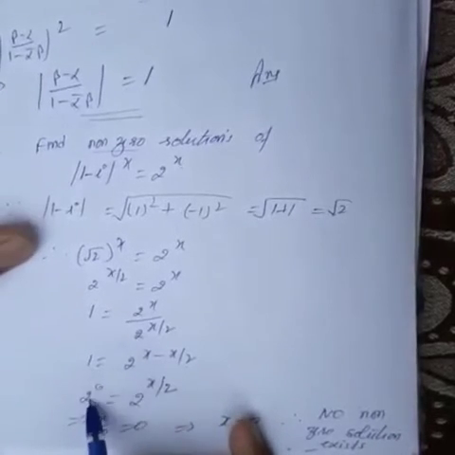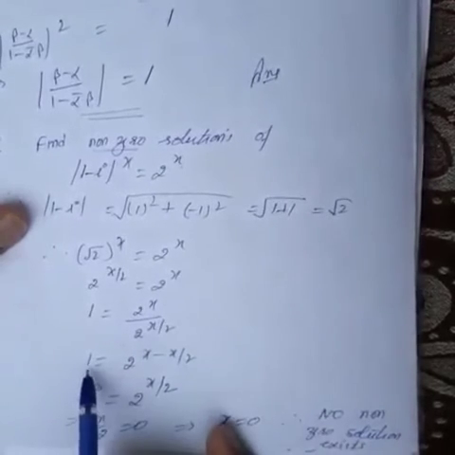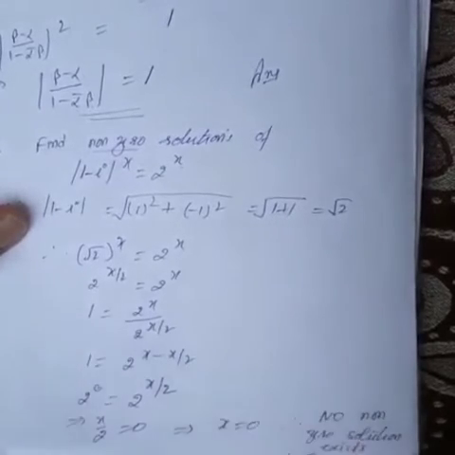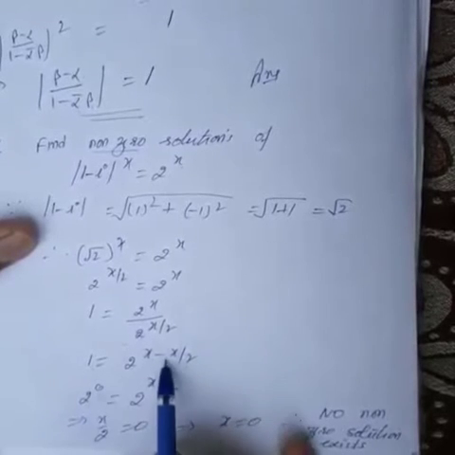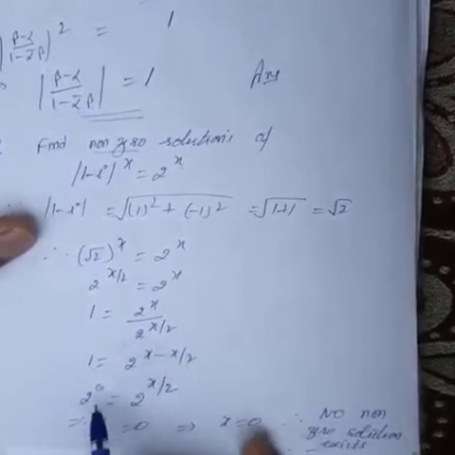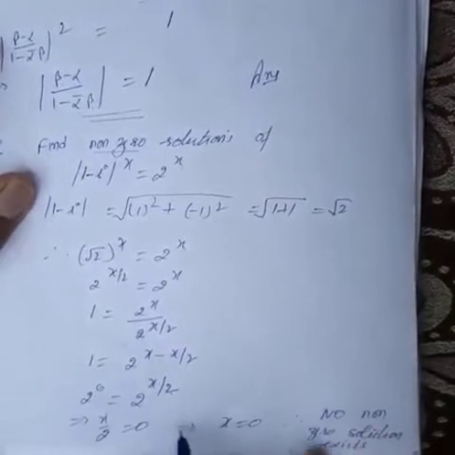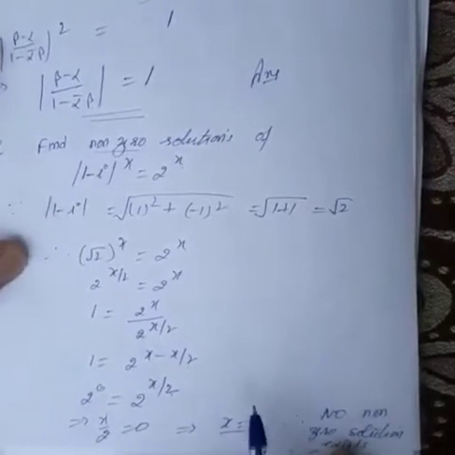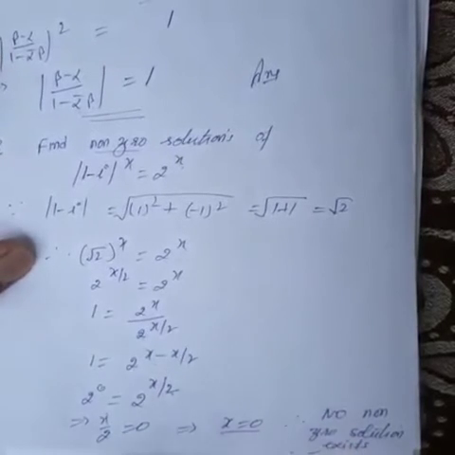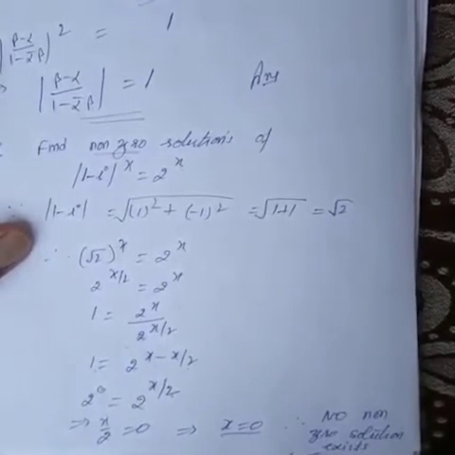Now replace 1 by 2 raised to the power 0, because we want to compare both sides, and comparing will be done when the base is the same, then the powers can be equal. So replace 1 by 2 raised to the power 0, and the right hand side is 2 raised to the power x by 2. Now comparing both sides, x by 2 is equal to 0. It means x will be 0 by cross multiplication, but we want non-zero solutions. So we have to reject this value. So rejecting this value, it means there is no non-zero solution.